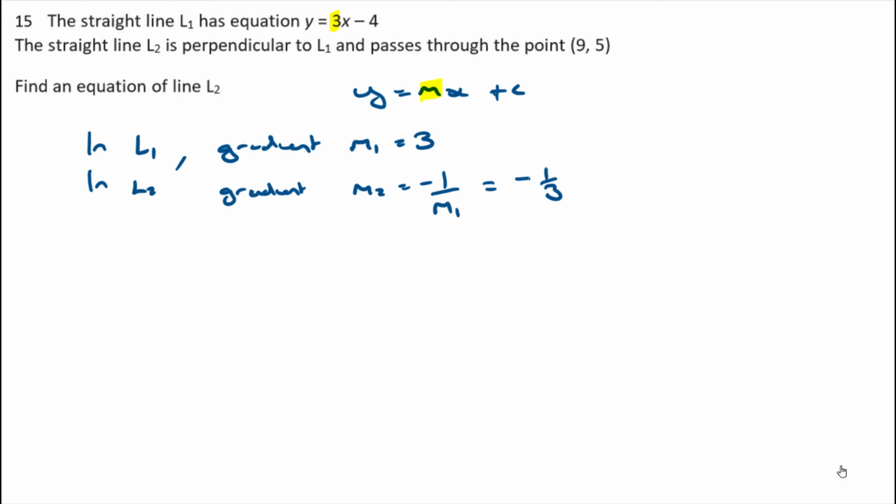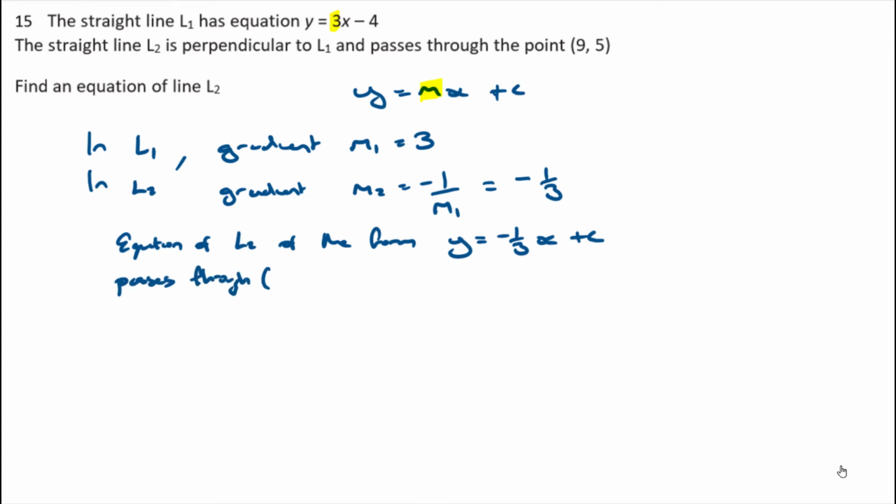So then we know the equation of L2 is of the form y equals minus 1/3 of x plus c. And we know that it passes through the point (9, 5). So we can sub those values in, x is 9, y is 5, into our equation. And then the only thing we won't know is c, which we could then find.